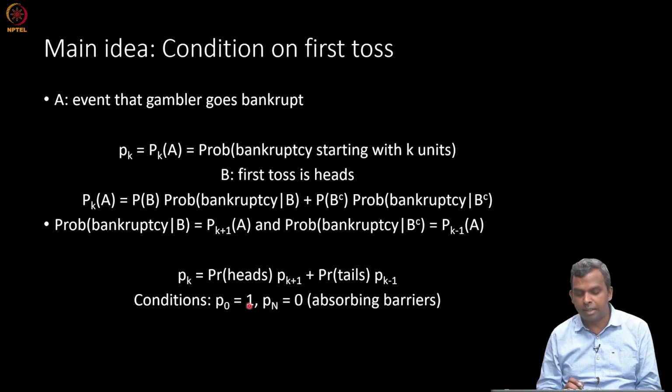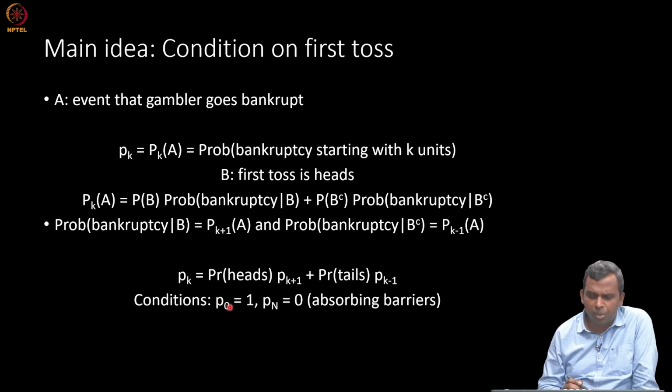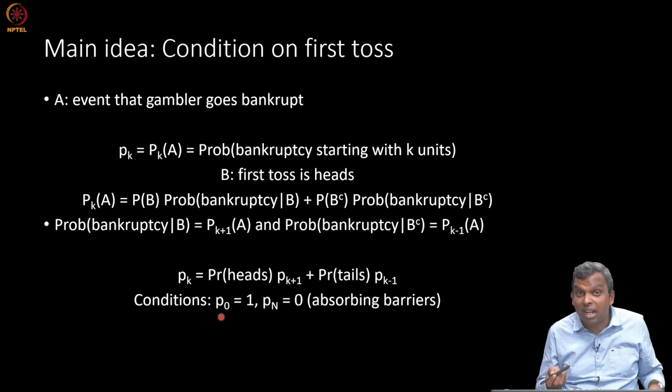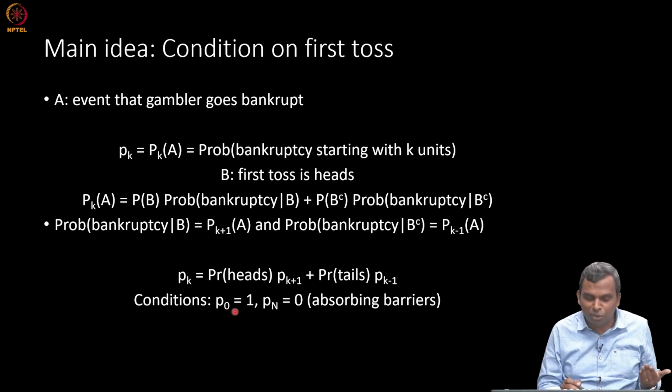P0 is equal to 1. So what is P0? If you think about it, it's the probability of the gambler getting ruined if he has 0 money to start with, right? So there's no money, so he's already ruined. So P0 is 1. And the other condition which is interesting is this Pn.